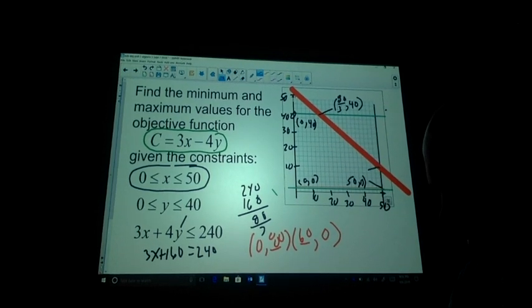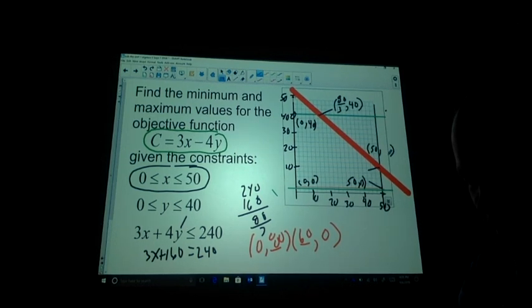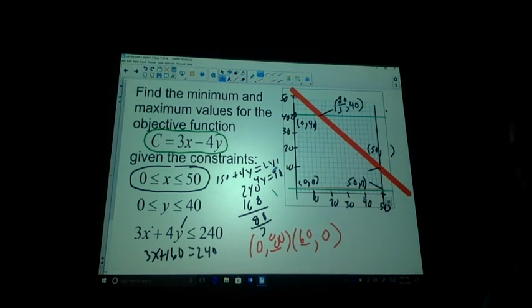And then this one, we have to remember that this was an x value of 50. So if I take my x value of 50 and plug it in there, I'm going to get 150 plus 4y equals 240. If I subtract that, I'm going to get 4y is equal to 90. So y is going to be 90 over 4. 90 over 4 reduces to 45 over 2.